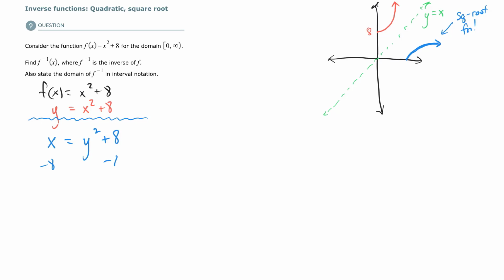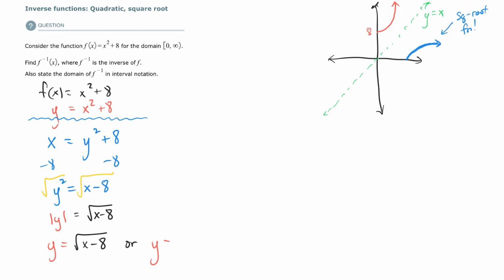So subtract 8, and we get y squared is equal to x minus 8. Now we take the square root of both sides. When you take the square root of y squared, you just get the absolute value of y, which is now equal to the square root of x minus 8. But how do you solve an absolute value equation? Well, you either get y is equal to the square root of x minus 8, or y is equal to the negative square root of x minus 8.